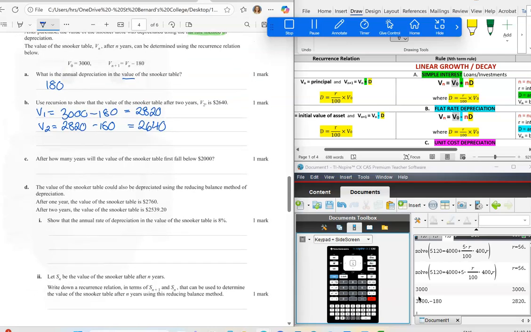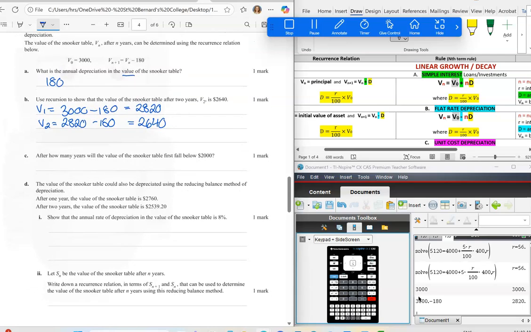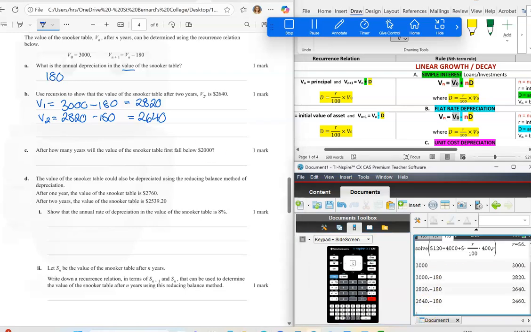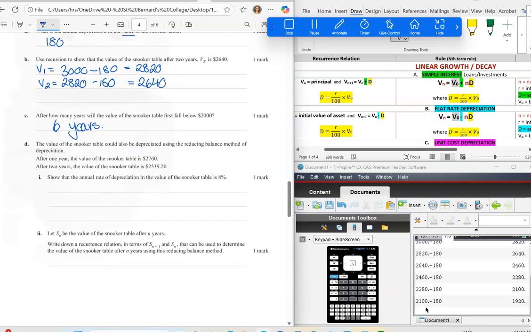After how many years will the value of the snooker table first fall below 2,000? You've already done it recursively on your calculator. So I've done 1, 2, 3, 4, 5, 6. So 6 years. Yeah, you just had to copy that out.